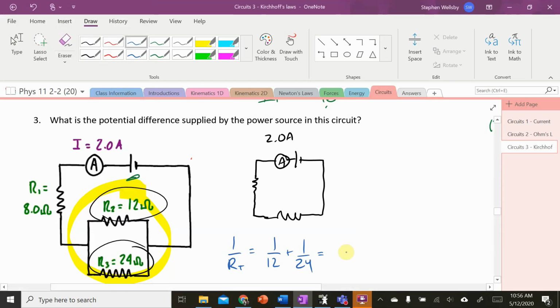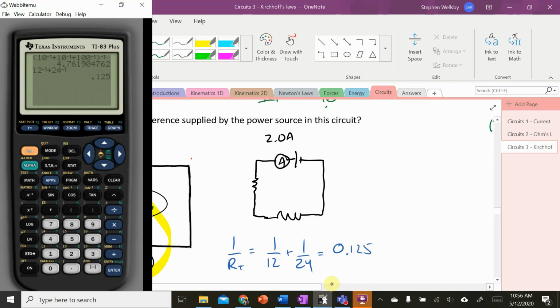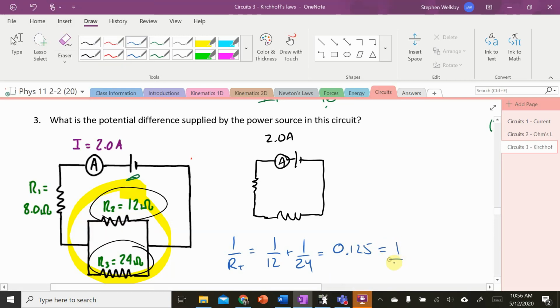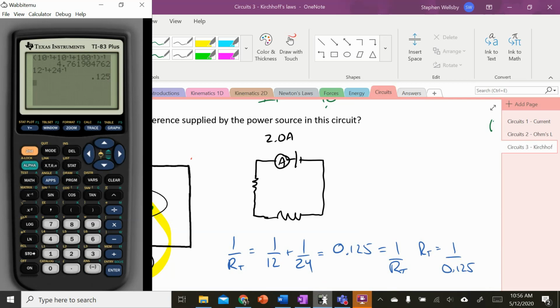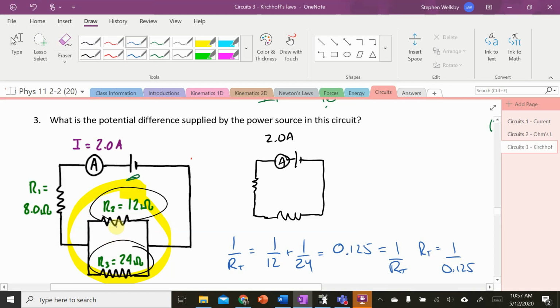So 0.125, that's going to equal 1 over RT. And so RT is going to equal 1 over 0.125. So I'm just going to take the inverse of this, and that gives me my total resistance, which is 8. So this whole thing has a resistance of 8 ohms, and this is also 8 ohms. So this is 8 and 8.